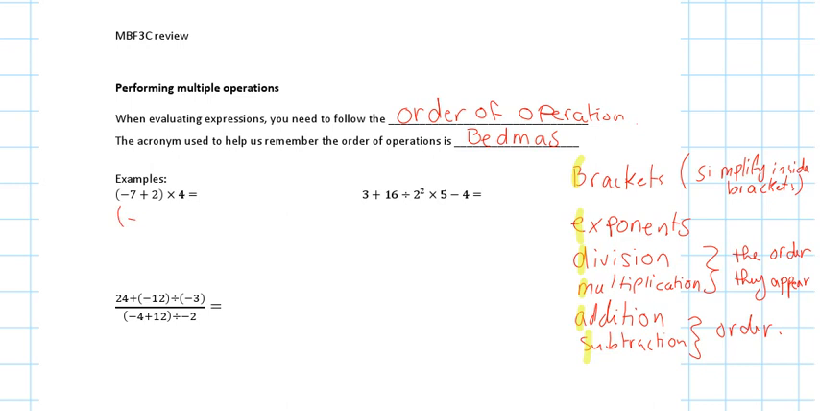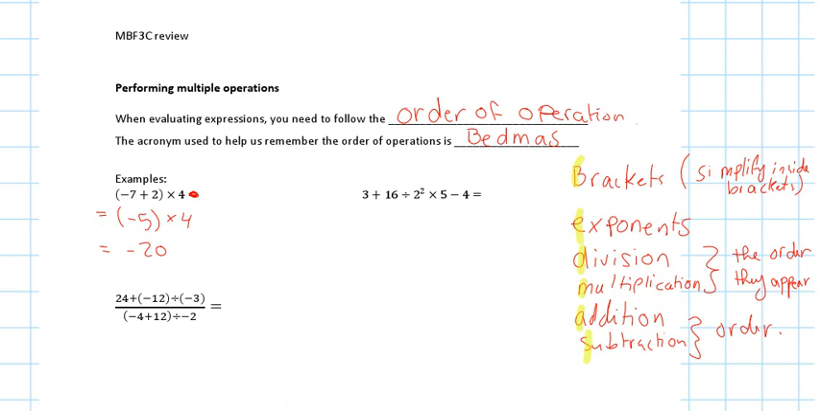-5. I don't like to put the equal sign at the end. I usually put the equal sign at the beginning. Okay, so equal to -5 times 4. Okay, what's -5 times 4? -20. Okay, so my answer here is negative 20, and I had to follow BEDMAS to get it.